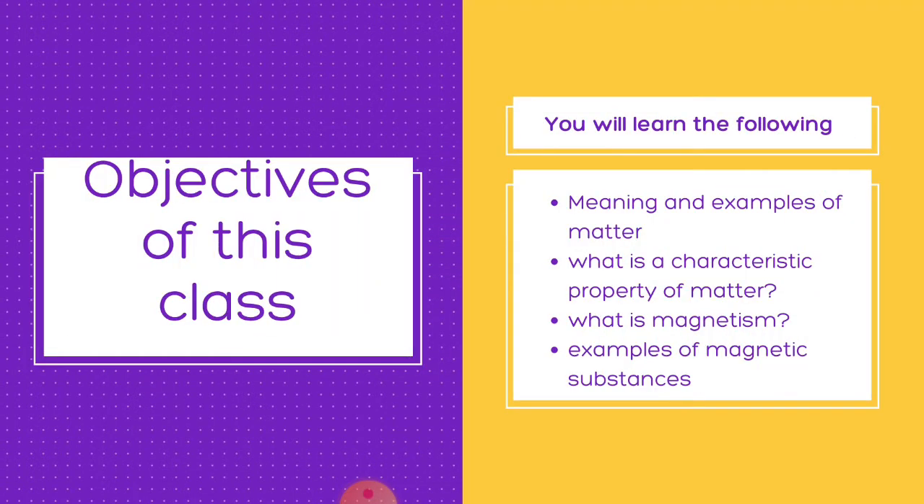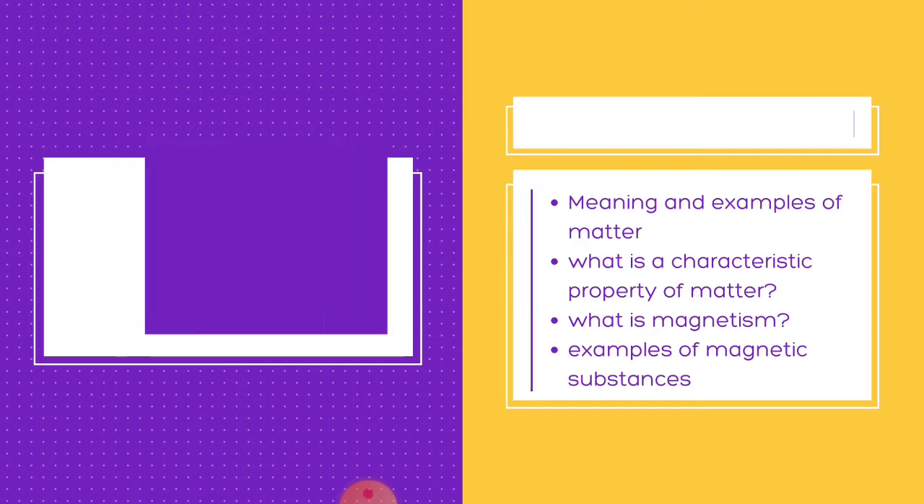So in this class, we will learn the meaning and examples of matter, what is a characteristic property of matter, what is magnetism, and some examples of magnetic substances. All right, so are you ready? Let us begin if you are ready.